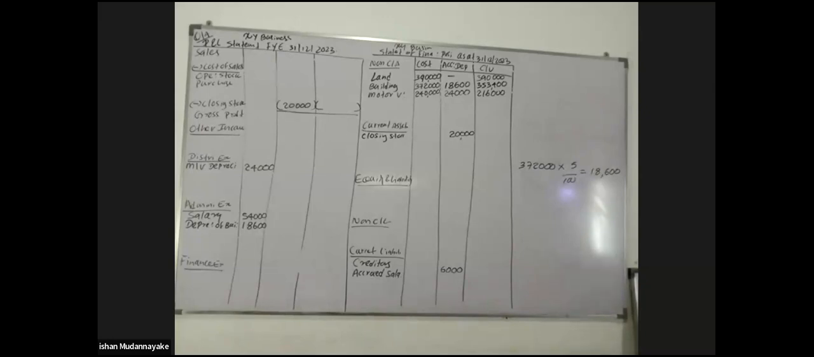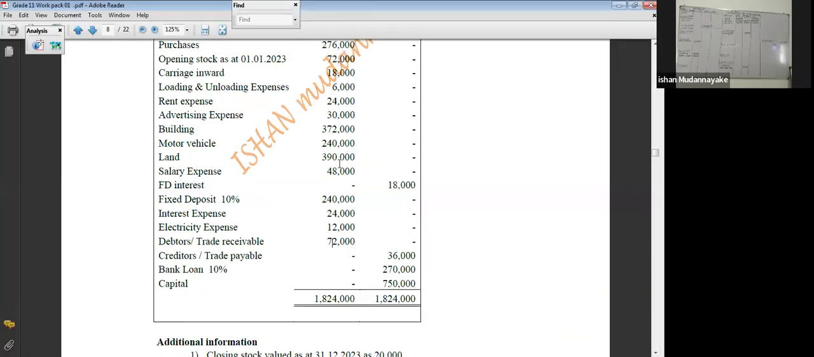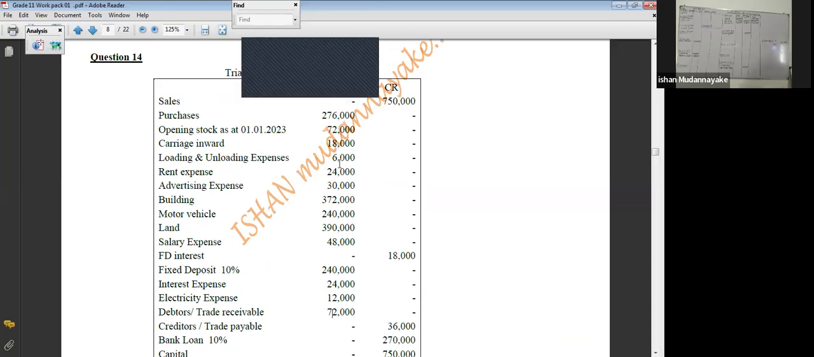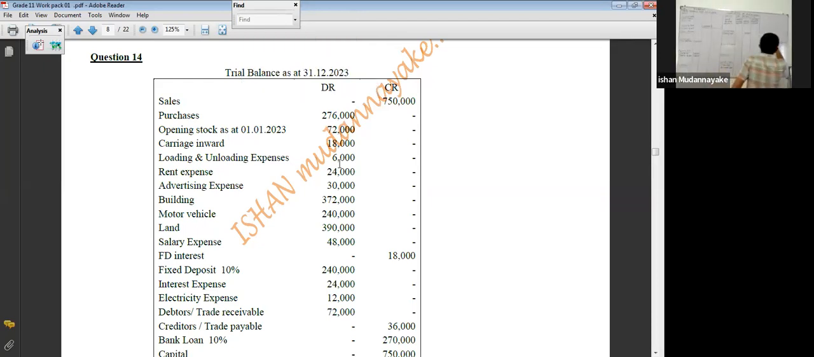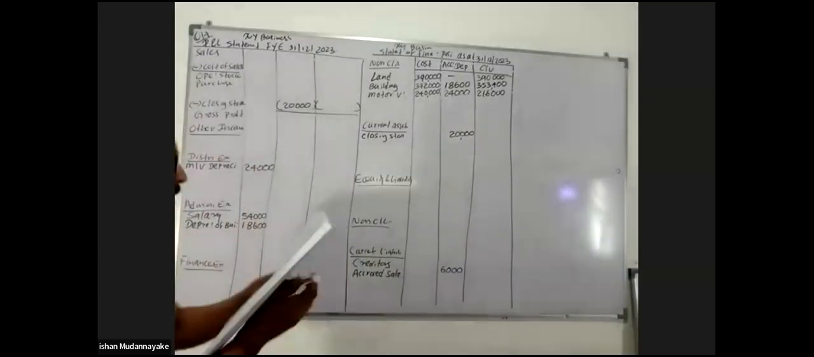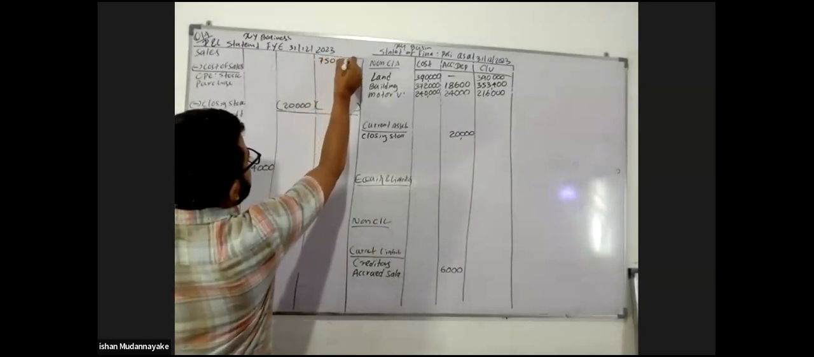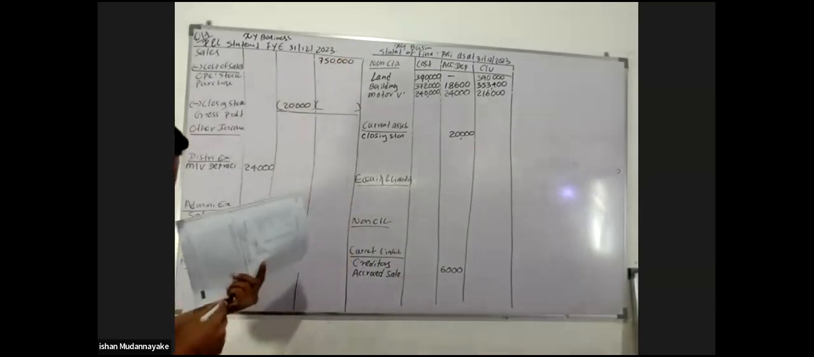Now we have completed additional information 1, 2, 3. Now we will move into the trial balance of the business organization. In the trial balance, you can see sales of the business organization 750,000. Please record the sales, 750,000.